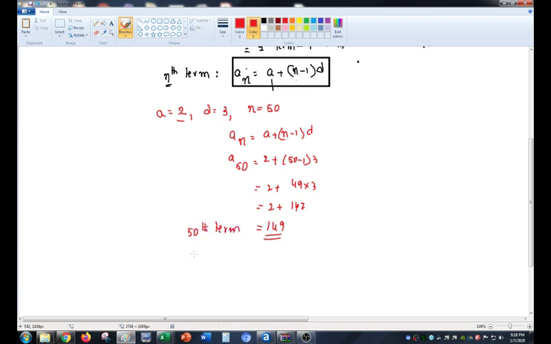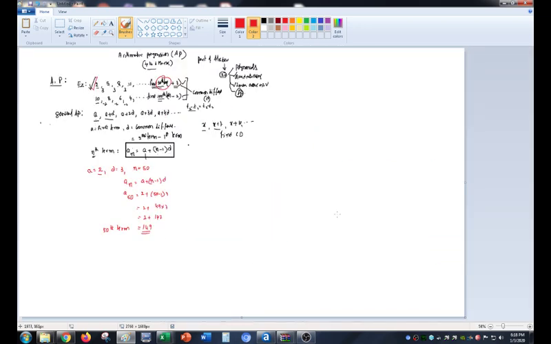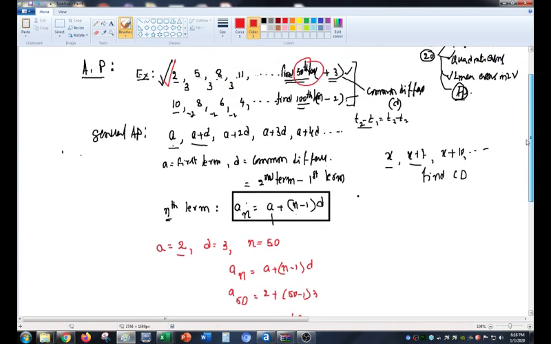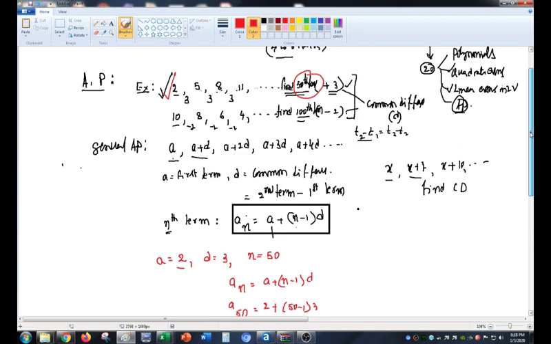So this is one of the areas you have to understand. The first concept in this is finding the nth term. That means this is the first formula. Okay, I will rub it out.